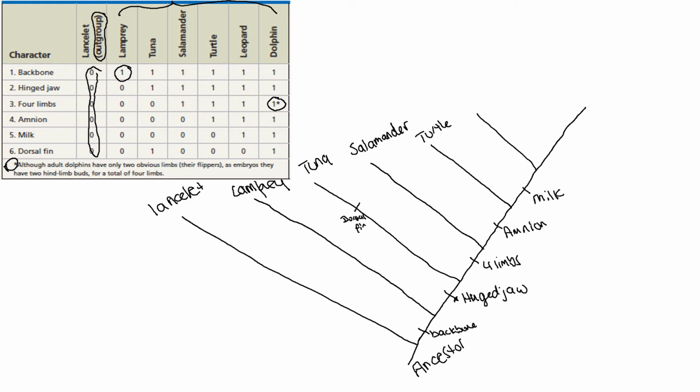All right. Then we have milk. The leopard and the dolphin both produce milk. So now we have a leopard. And then we have a dolphin that just kind of falls off the end here. What's different about the dolphin and the leopard? The dolphin also has a dorsal fin. So now look, we've got dorsal fin twice. But the dolphin has 4 limbs based on embryology, right? So we've got this tree.